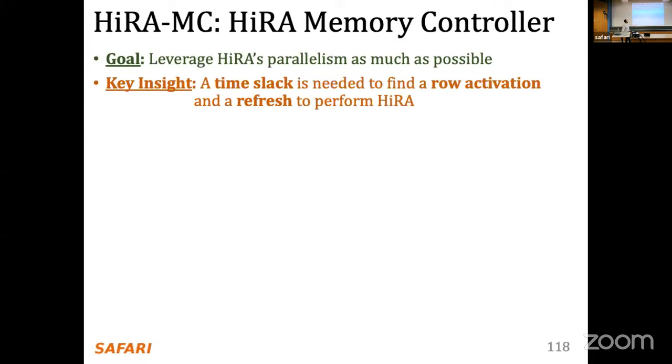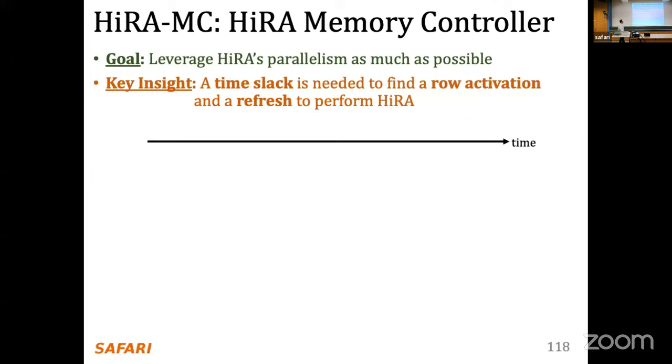The key insight is that when we want to pair a row with another row to parallelize this refresh and access, we only have this 30-something percent of the rows that we can pair with, right? So to find that pair, you need a time slack to find those two rows to pair.